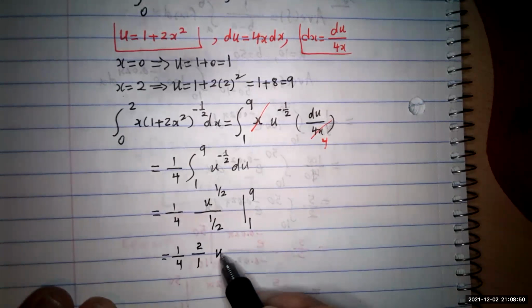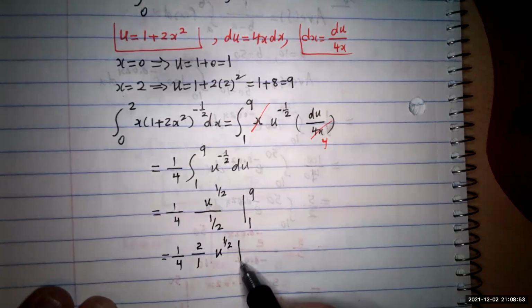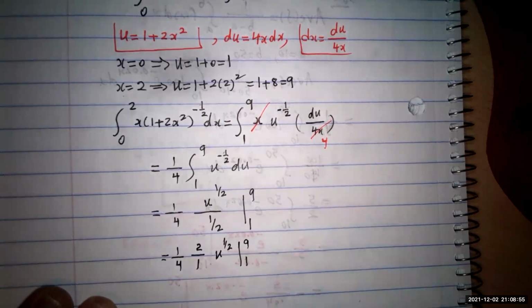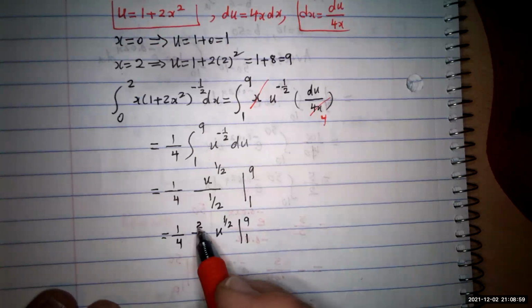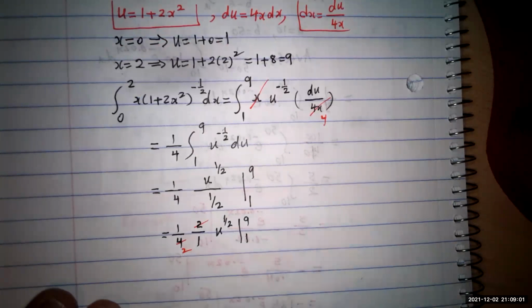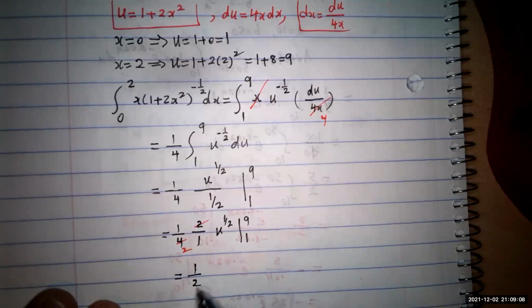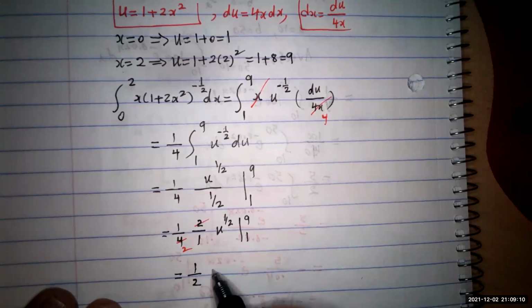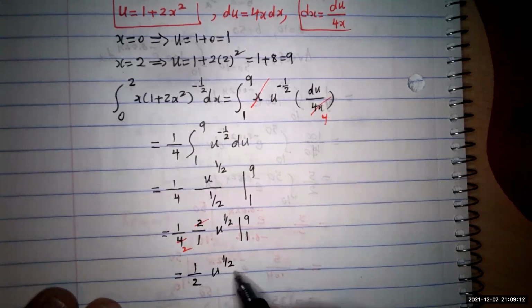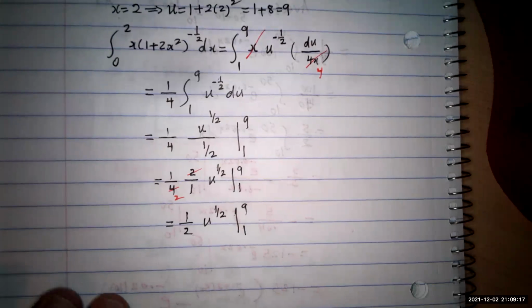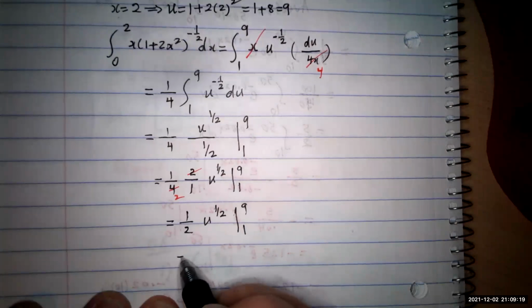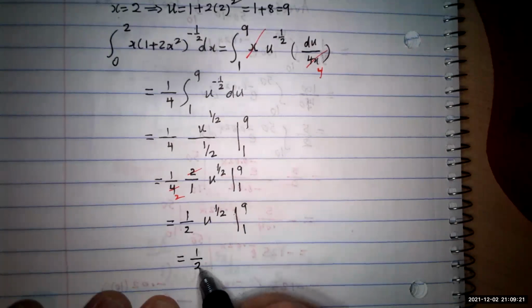And then you have u to the half from 1 to 9. Okay, so 2 and 4 would be simplified. That gives you 1 half. So that's going to be 1 half, u to the half from 1 to 9. Okay, substitute. So it's going to be 1 half.